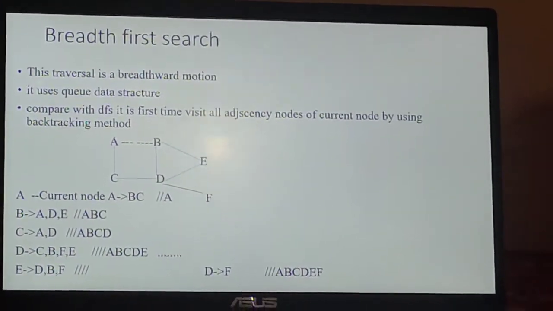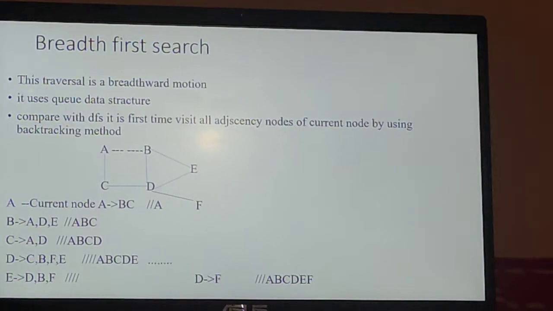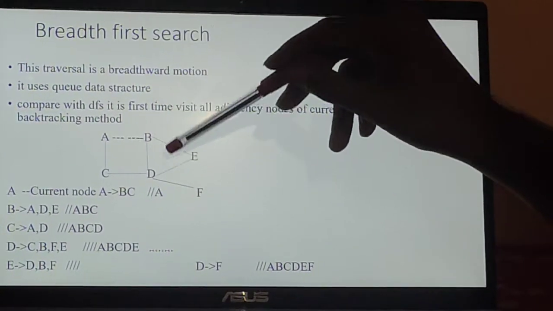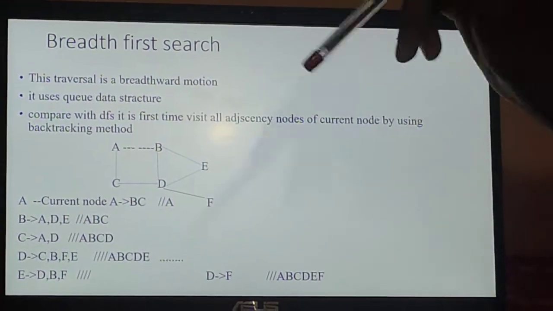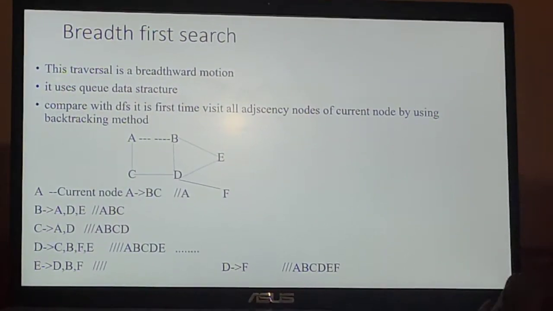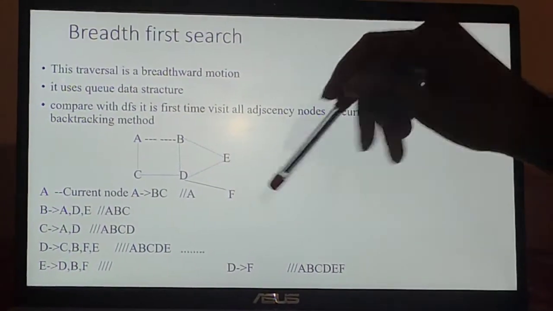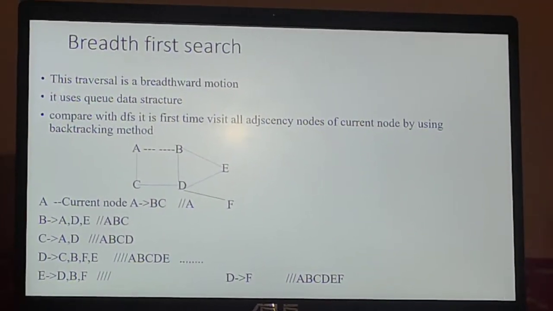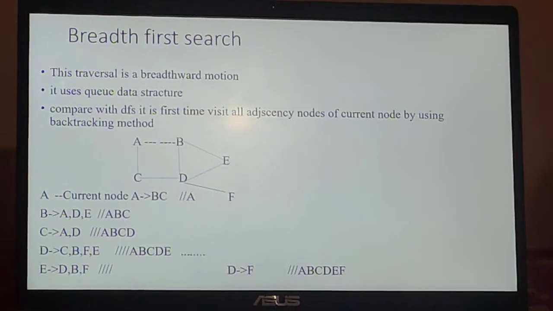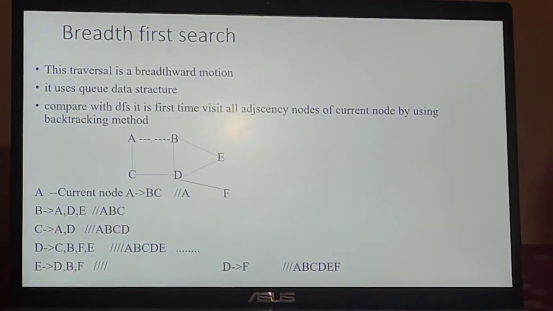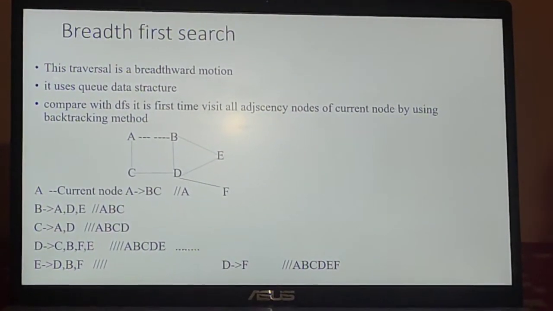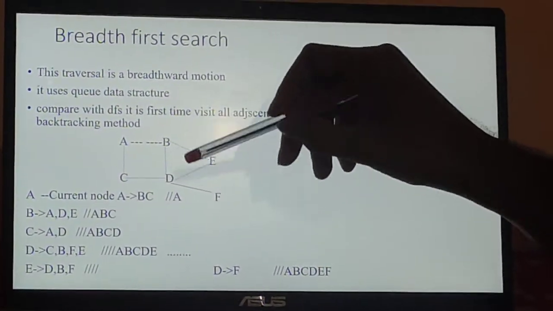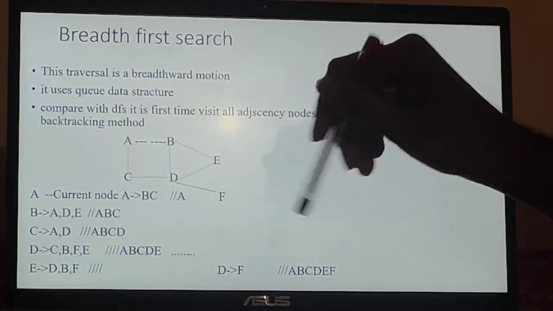It is used in several applications, like cycle detection: repeated cycles in a graph can be found, and several other applications use breadth first search. These are the two mechanisms and two algorithms in graph traversal: first one DFS and second one BFS. It is easy to understand and simple to study, and good for practicing and working out. Okay, thank you.